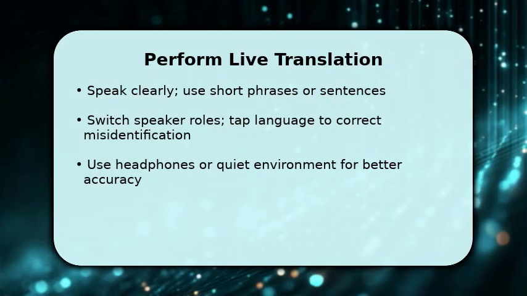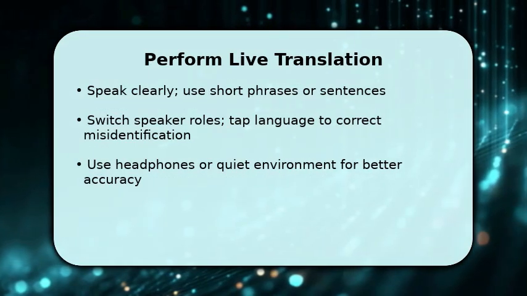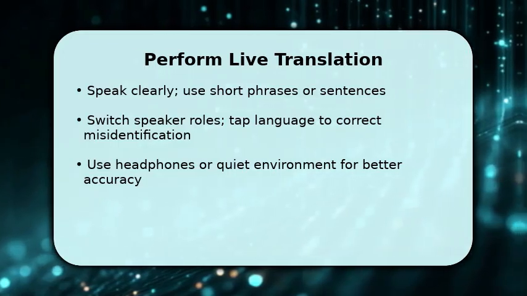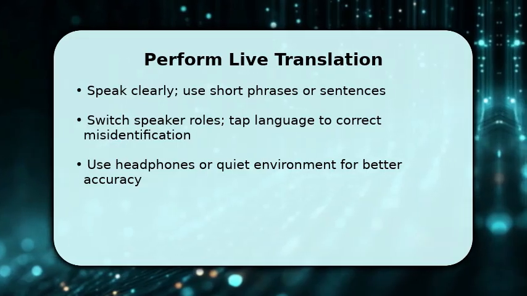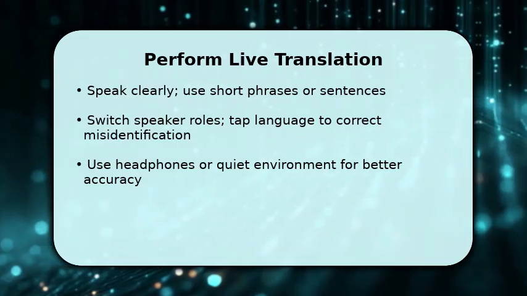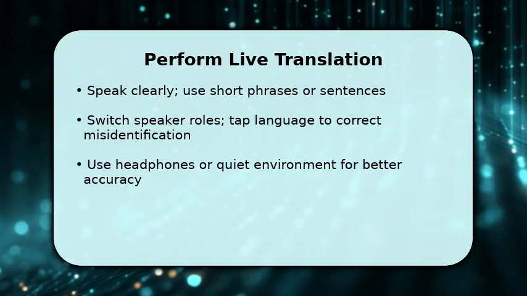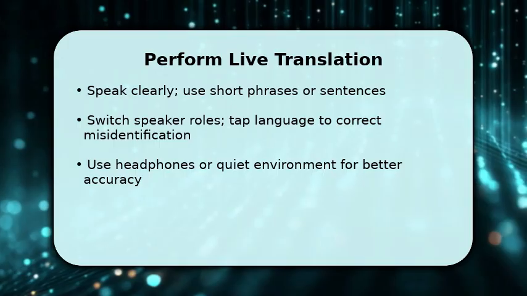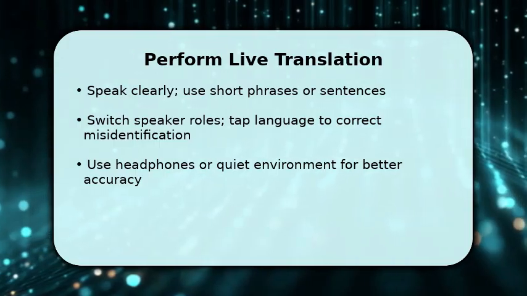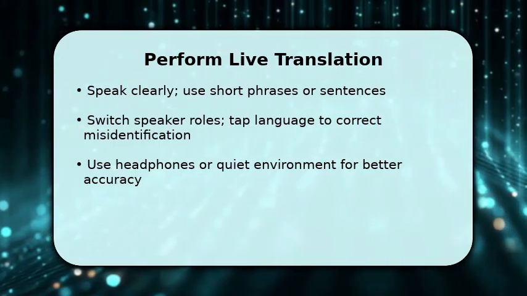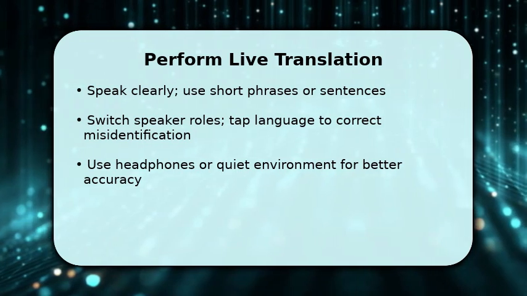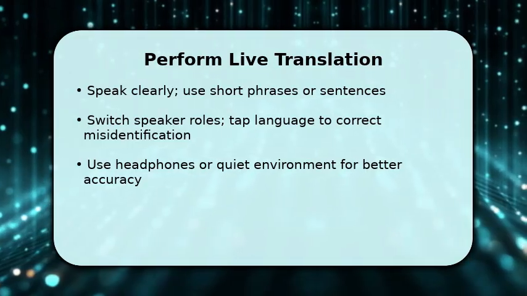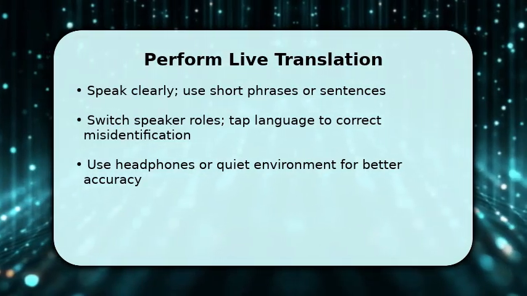You now perform live translation by speaking short, clear phrases into the microphone. This helps the model detect word boundaries and context. Once you hear a translated phrase, pause briefly to let the app render text and audio. If the app misidentifies the speaker or language, tap the language tile to force the correct source or swap roles. This corrects context and improves subsequent results. Make sure to reduce background noise and consider headphones for output. Those two steps sharply increase accuracy during longer exchanges.